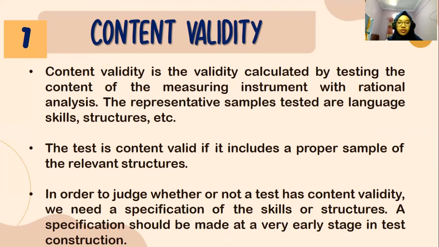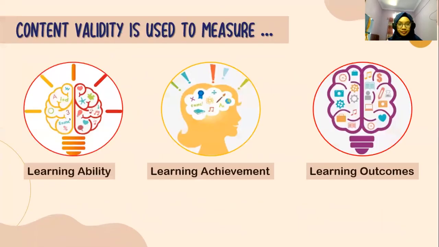In order to judge whether or not a test has content validity within a specification of the skills or structures, a specification should be made at a very early stage in test construction. It isn't to be expected that everything in the specification will always appear in the test. There may simply be too many things for all of them to appear in a single test, but it will provide the test constructor with a basis for making a principal selection of elements for inclusion in the test. Content validity is used to measure learning ability, learning achievement, and learning outcomes.